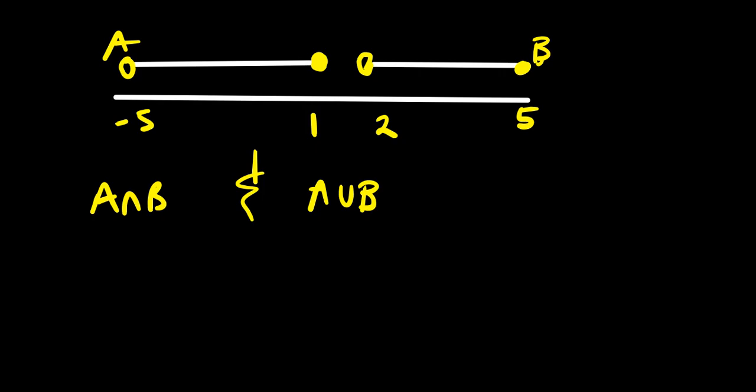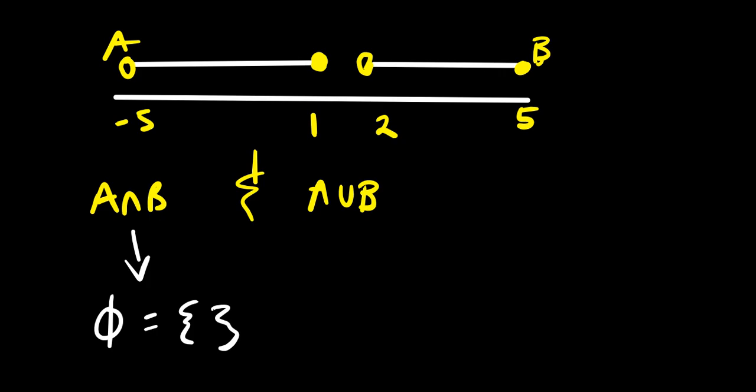So what would be our A intersection B? What is found between A and B, or what is common between A and B? Are these two sets meeting anywhere? No. So our A intersection B in this case would just be an empty set, a set without anything. If you don't put anything inside the braces, it's an empty set.